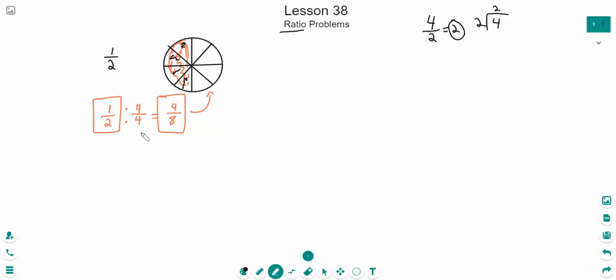They have the same value, they just have different numbers. And I could continue with this. I could take this 4/8 and multiply it by a 2 in the numerator as well as in the denominator, right? And that would give us another equivalent fraction. So 4 times 2 is 8, and 8 times 2 is 16. And we end up with a third equivalent fraction, 8/16.